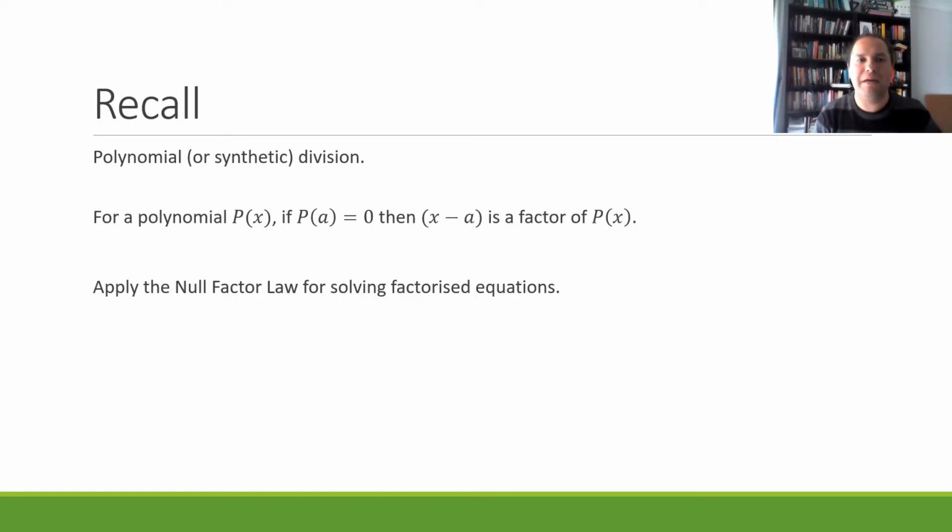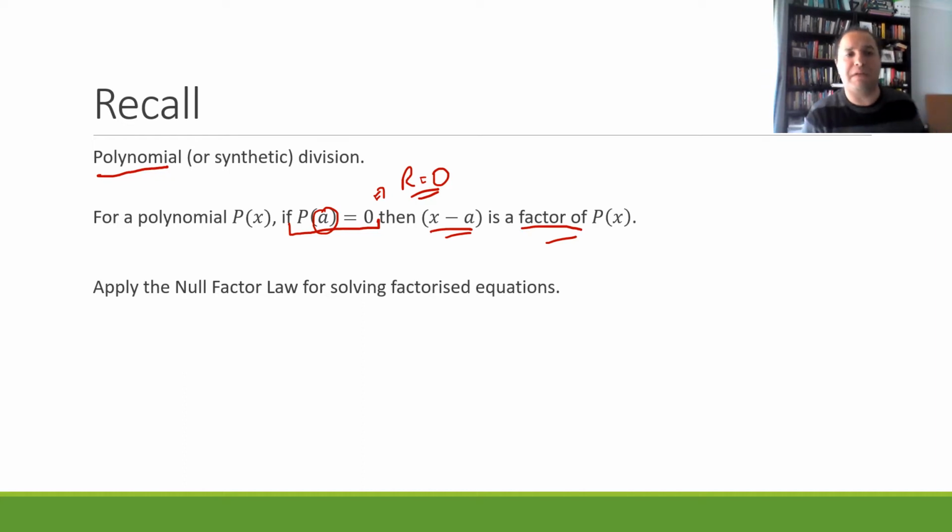Some things you have to remember: how to carry out polynomial division, or if you prefer, synthetic division, if the leading coefficient of our linear factor is 1. You should also recall our factor theorem. If the value of our polynomial at a is 0, then x minus a is a factor, because that value equaling 0 means our remainder is 0. So if p of a equals 0, then x minus a is a factor of p of x.